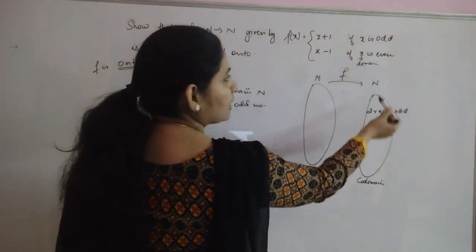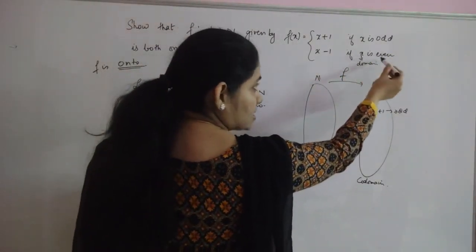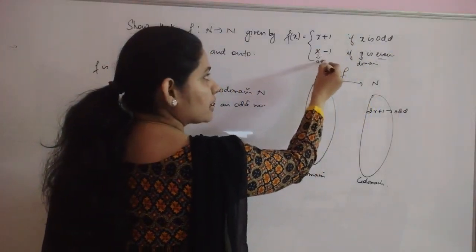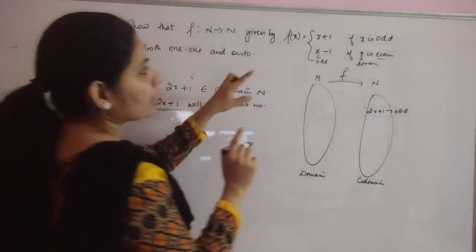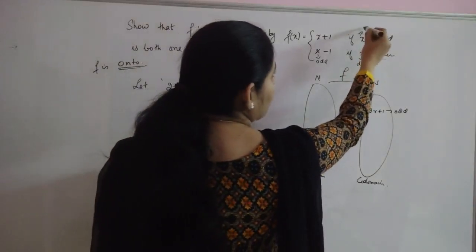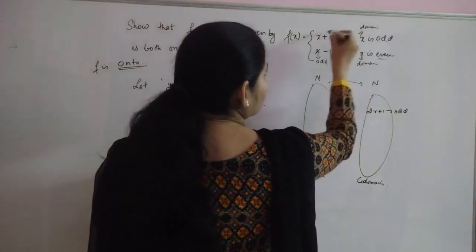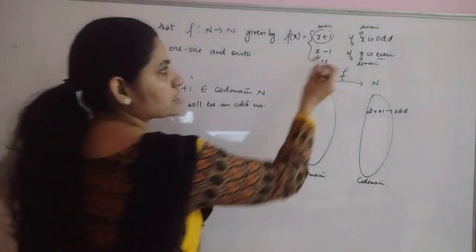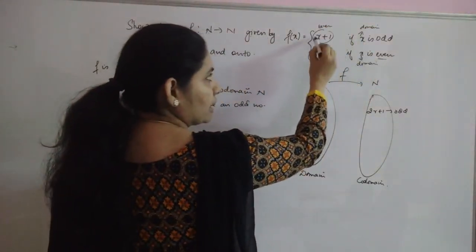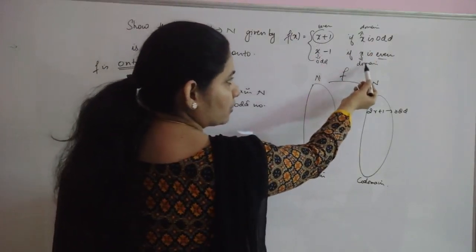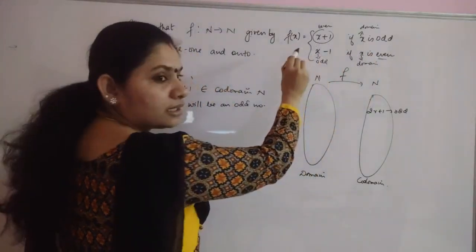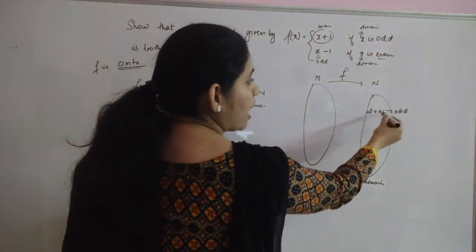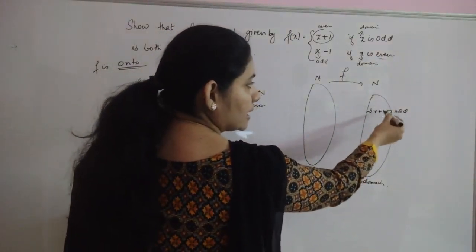So if I am taking x in the domain as even, x minus 1 will give you an odd number, right? Now again, if I am taking an odd number in the domain, in the codomain I am getting an even number, right? And if it is an even number in the domain, you will get an odd number in the second set, that is, in the codomain. So now I have taken an odd number in the codomain.